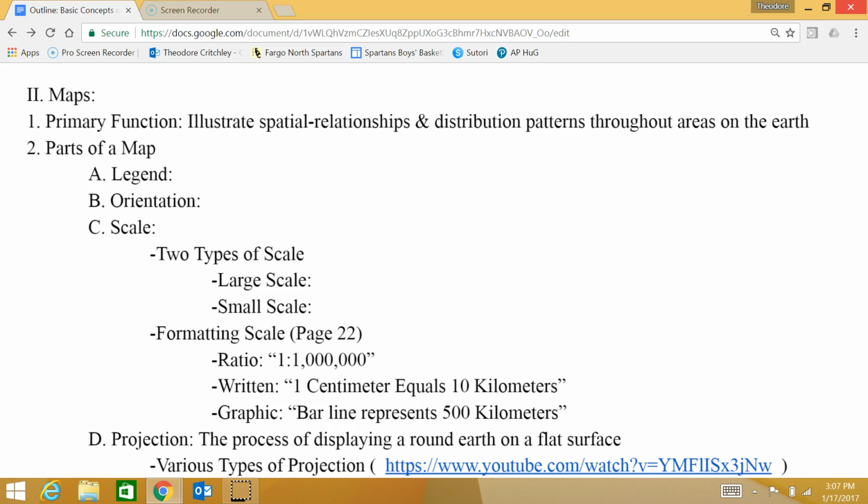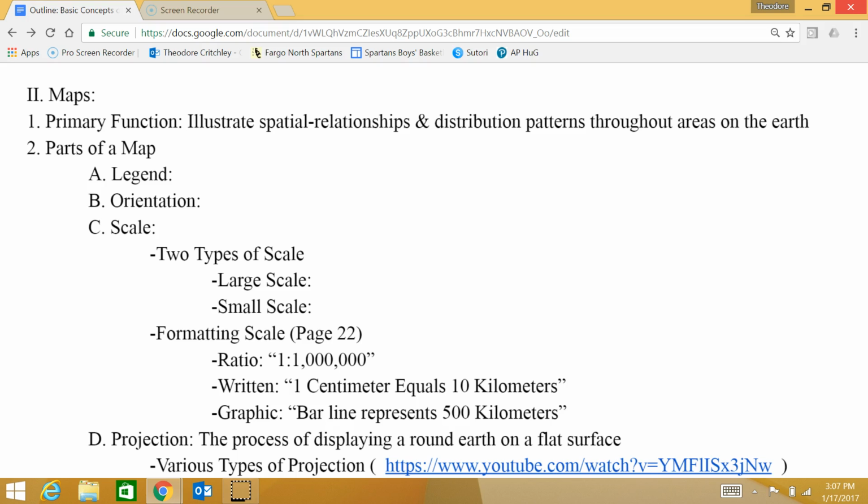But when we talk about orientation, we're talking about the basic directions on a map indicating the directions of north, south, east, west within a compass rose. That's the symbol that is used to show us orientation, or to show us direction. So when you think of orientation, think of directions.